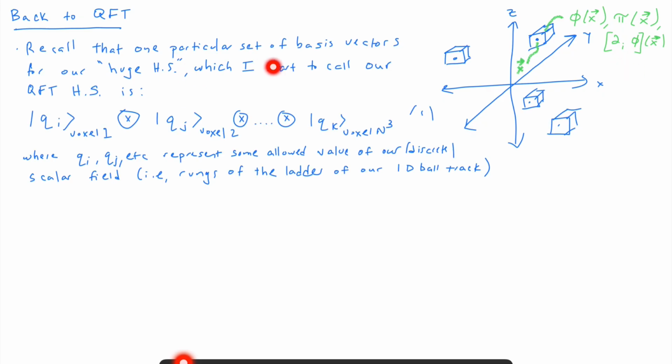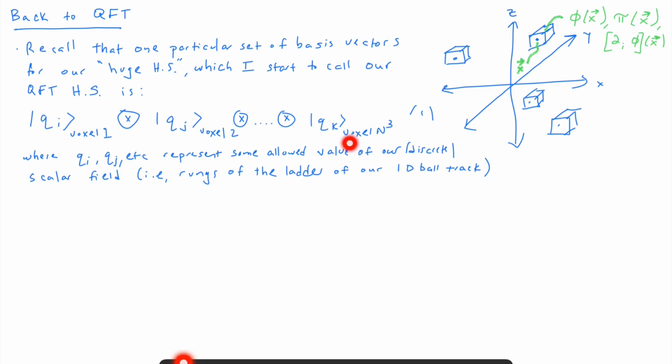Recall that one particular set of basis vectors for our so-called huge Hilbert space, which I'm going to continue to call the quantum field theory Hilbert space, the QFT Hilbert space, is this. You don't see this that often in books, but I think it's important to go over this to make sure that things are clear and we're not doing something magically different than quantum mechanics.